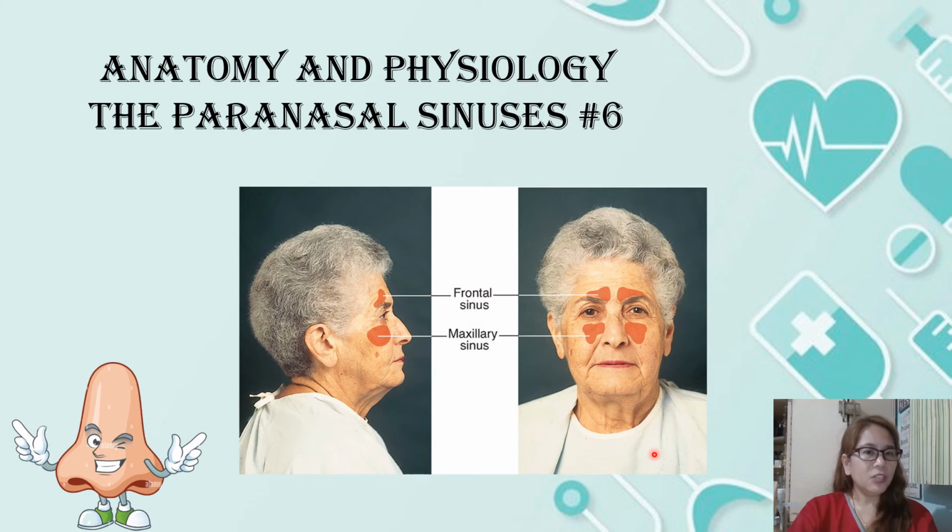This image shows the location of the paranasal sinuses. This is the frontal sinus and the maxillary sinus. You have here the ethmoid and the sphenoid.